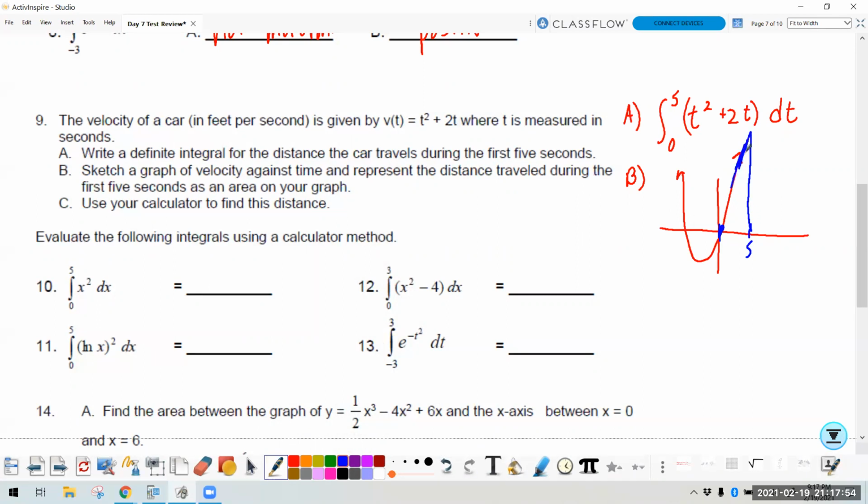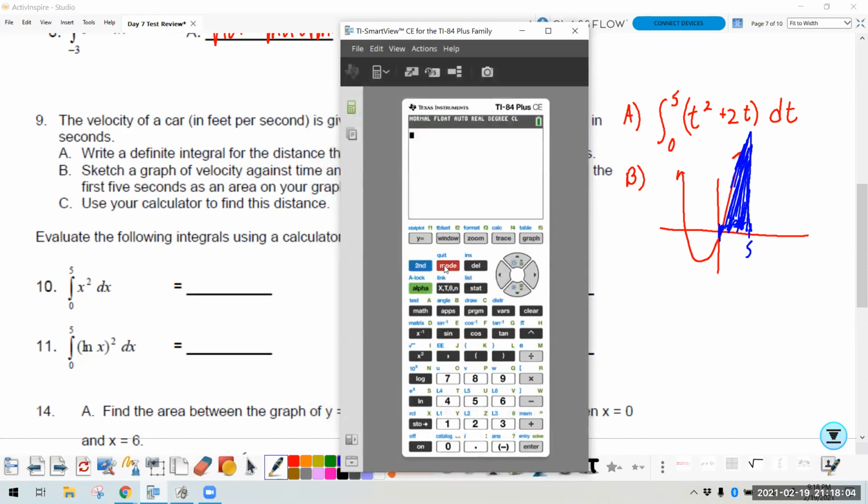Can I make that connect to my parabola? So here is the visual area of distance. Find it, sure. Math, choice 9, y1, x, 0, 5, 66.6 repeating feet.